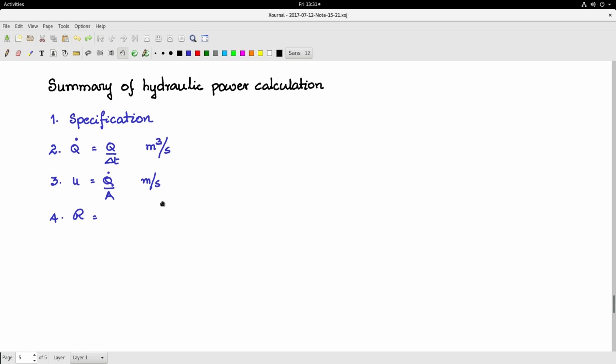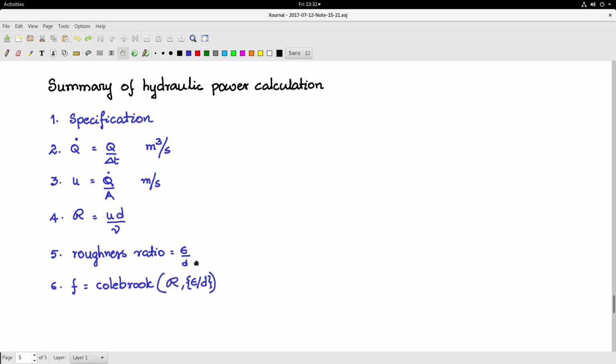Fourth, calculate the Reynolds number given by UD by nu, that is the kinematic viscosity. Fifth, calculate the roughness ratio, which is given by epsilon by the internal diameter of the pipe. Epsilon here is the height of the surface bumps. So express this in mm and this also in mm. Sixth, find out the friction factor. We have seen the Colebrook-White formula. We will use that function or the Moody's chart and then use Reynolds number and the roughness ratio to obtain the friction factor.